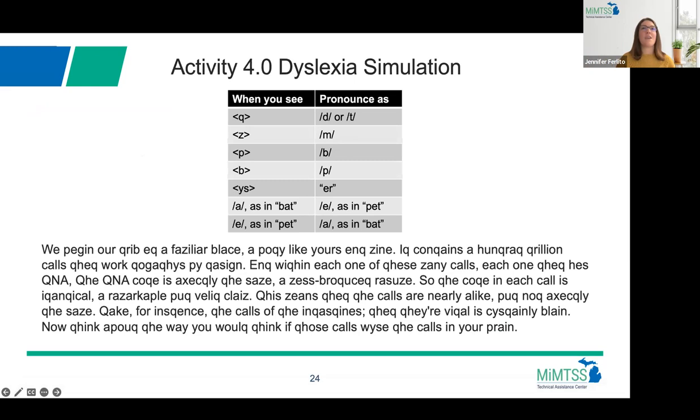Okay, so now this next activity, before we jump into dyslexia, we're going to do a dyslexia simulation. When you read this passage, you are going to follow the directions displayed in this gray chart. So when you see a Q, you're going to pronounce it as a D or a T. I'm going to give you 1 minute to read, okay? So basically the chart is the rules, and you're going to decode it with these new sound rules. I'm going to set the timer for 1 minute so you can just have some quiet time.